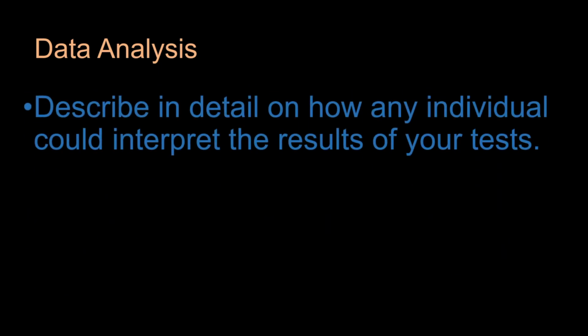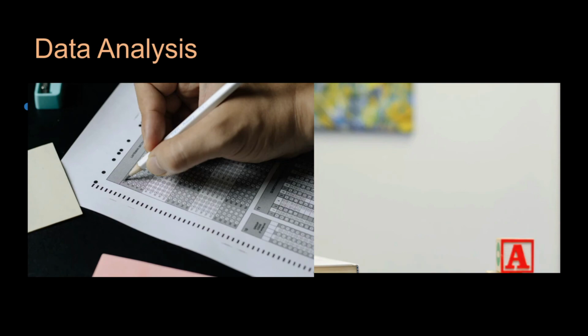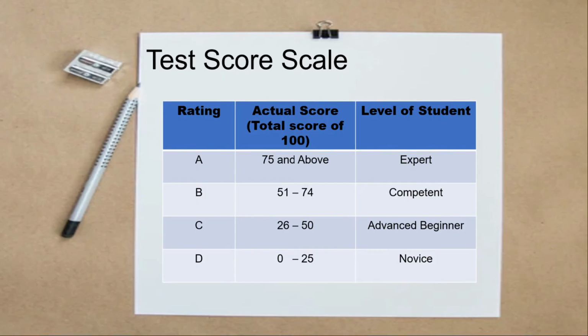In this part, we describe in detail how an individual could interpret the results of your test. If you were given a test, for example, and your score was rated A, how do you know if you passed or failed? In this portion of your research, we include the full descriptions for the scores, just like the rating, then the corresponding score for that rating, and finally the description for that particular rating or score. Remember, each test has its own interpretation and it will vary depending on the author.